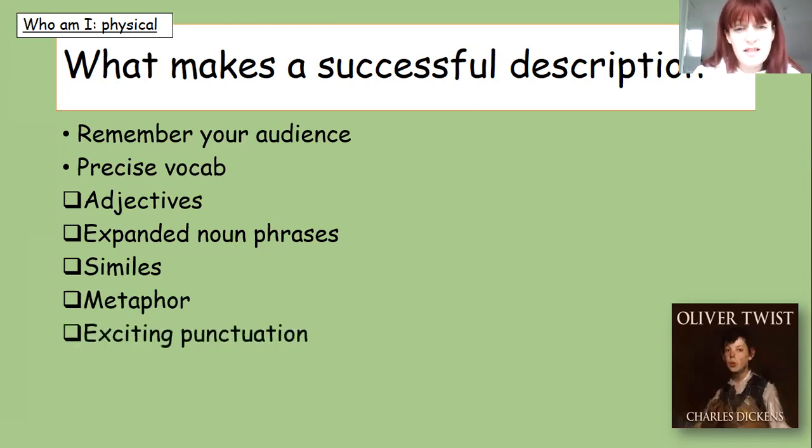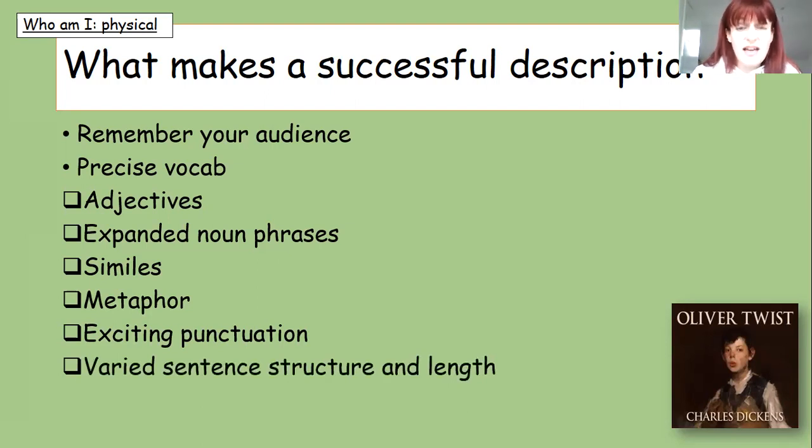I want to see some exciting punctuation for those of you who are aiming to be working at a relational and extended abstract level. So dashes, hyphens. Could you do that thing where we put 2 words together and we use a hyphenated word like blue-eyed or flame-haired?